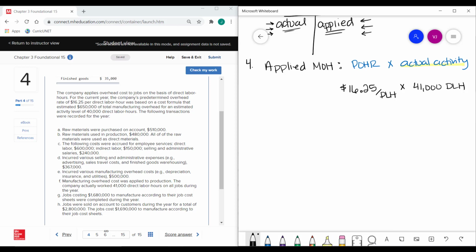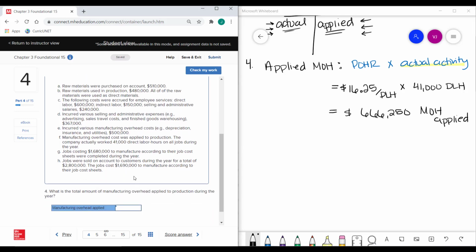Okay, so let's do 16.25 times 41,000 direct labor hours. So if you punch that into your calculator, you should get $666,250 of manufacturing overhead to apply to jobs throughout the period here. Okay, so let's do 666,250. We'll score our answer. And give that a second.